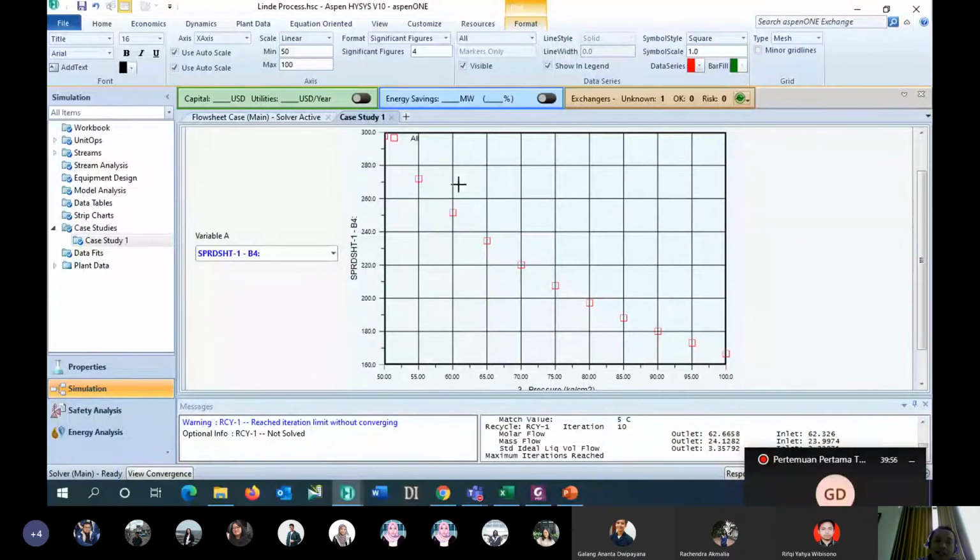Yes, sir. Okay, so this is the result of our sensitivity study regarding the variation of pressure in stream number 3 to the SPSP value. You can see here, by changing the pressure of stream number 3, for example from 50 kilo to 100, the SPSP value, which is located in cell B4 in spreadsheet number 1, is also decreasing.